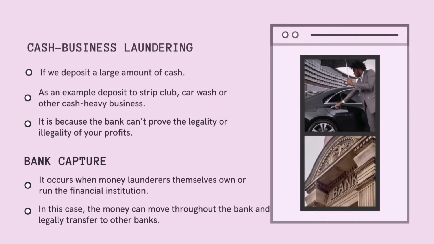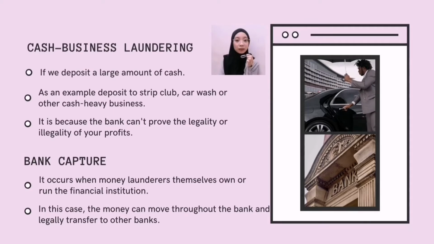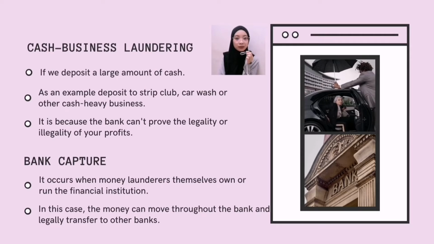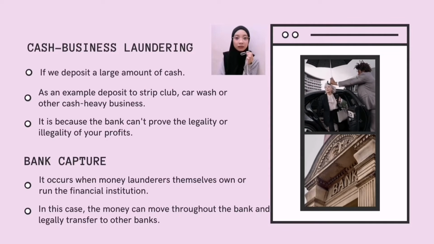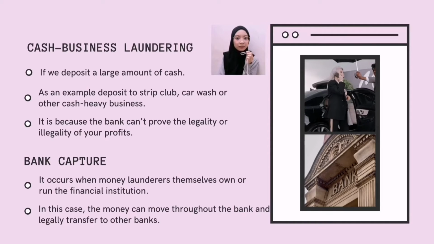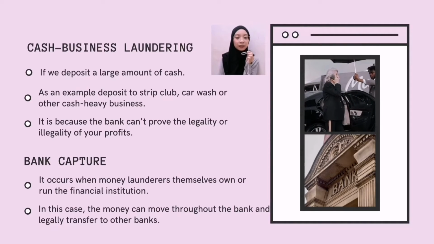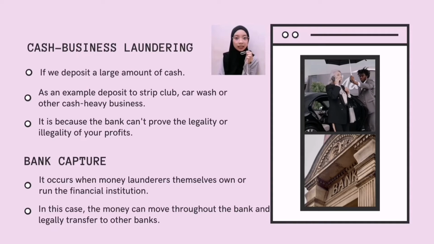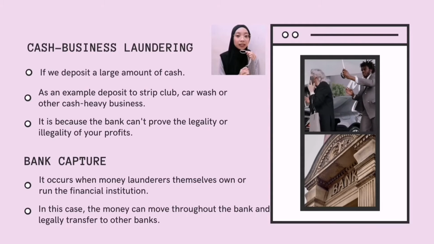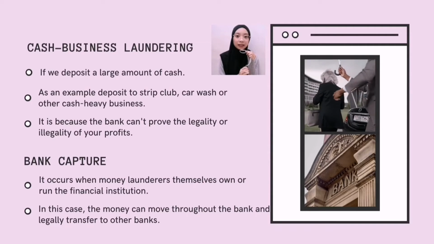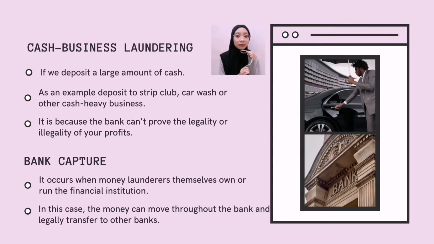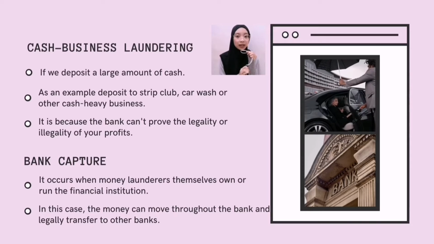Number 3 is cash business laundering. It happens when we deposit a large amount of cash into a cash-heavy business. As an example, depositing the cash to a strip club, car wash, or any other cash-heavy business. This is suspicious because the bank cannot prove the legality or illegality of the profits of the business. Number 4 is bank capture. It occurs when the money launderer themselves run or own the financial institutions. In this case, the money can move throughout the bank and legally transfer to other banks.